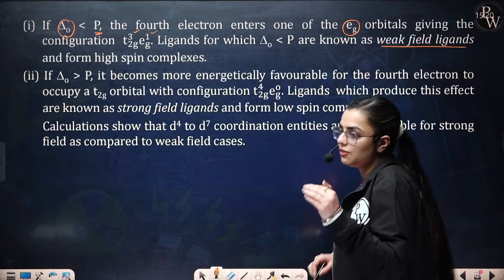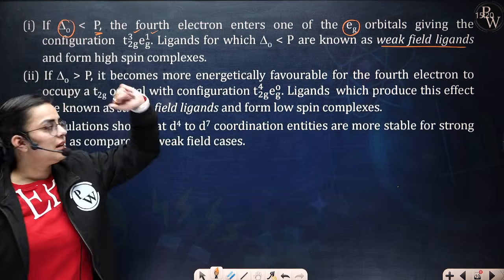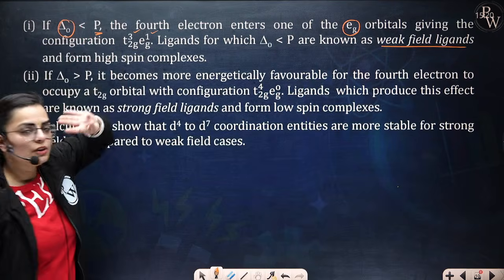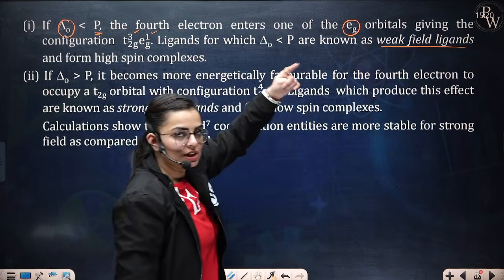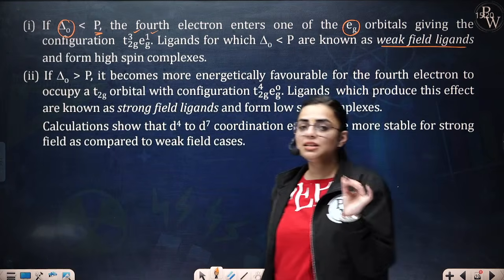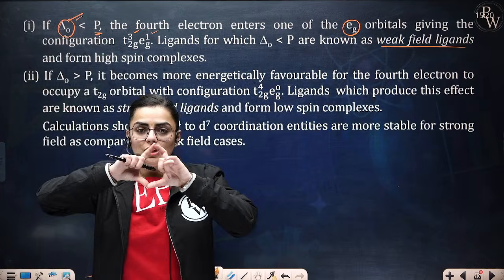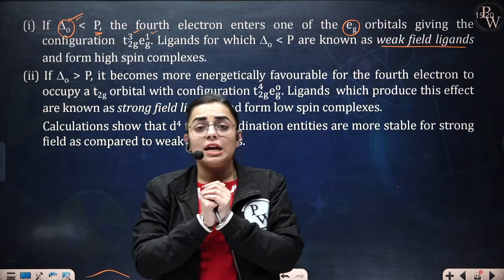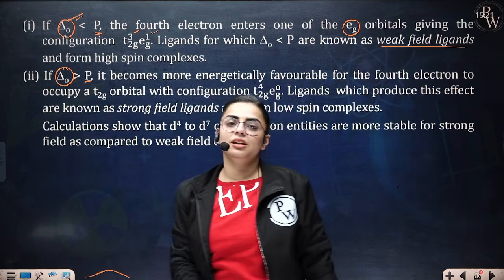What I've told you, in weak field ligands there is no pairing. So the electron will go in the EG level. If you are filling 4 electrons, 3 electrons will fill in T2G and 1 will be filled in EG. This is the case for whom? For weak field ligand. That means in the weak field ligand, the delta naught, the gap that you see, is less than the pairing energy, while in the case of strong field ligand, the delta naught is more than the pairing energy.